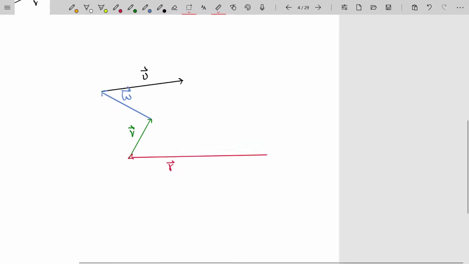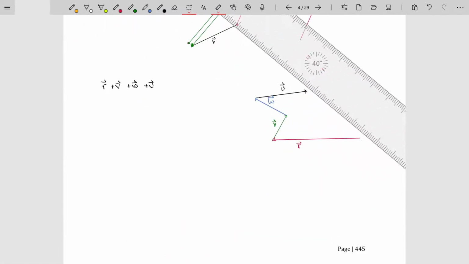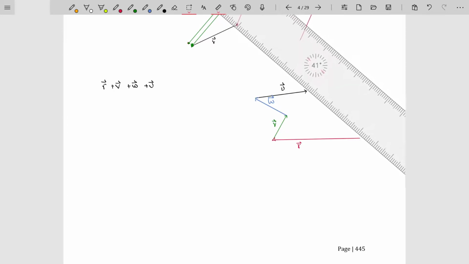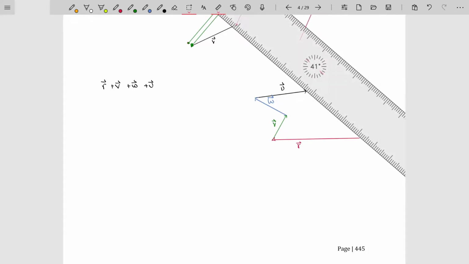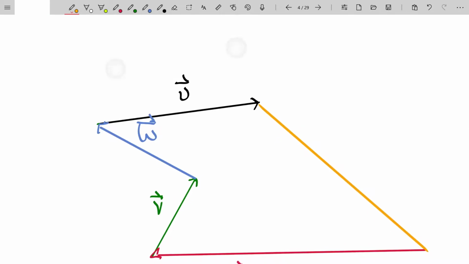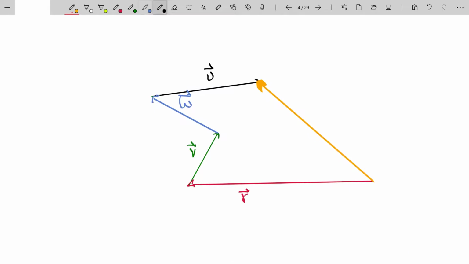So again, let me zoom out here and grab my ruler. It'll start at the initial point of r and end at the terminal point of u. I'll use orange, even though this is going to be really large, I think. Actually, that worked out kind of nicely. I'll turn off the ruler, zoom in here and put a little arrowhead there. That is the vector r plus v plus w plus u.